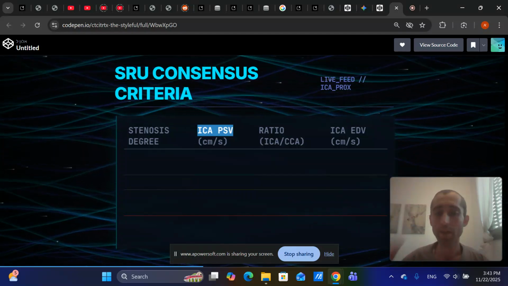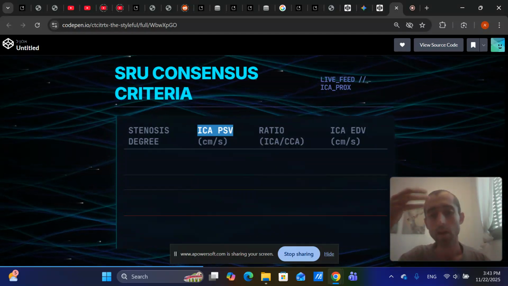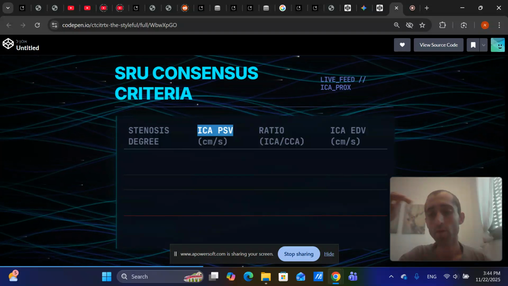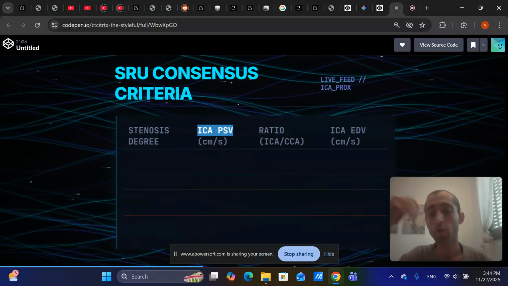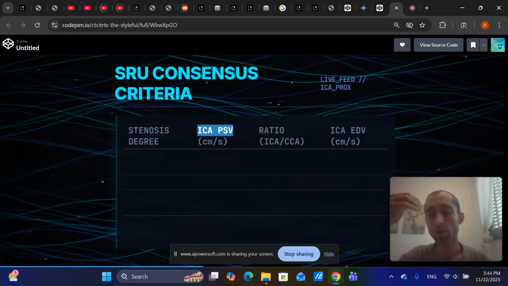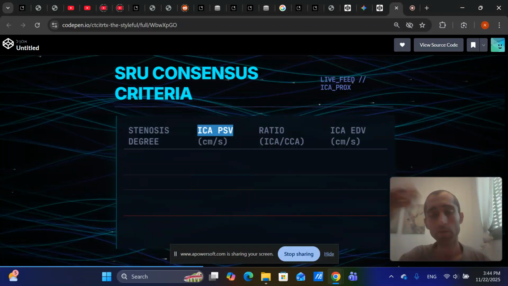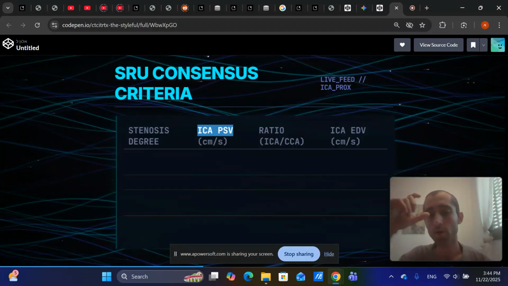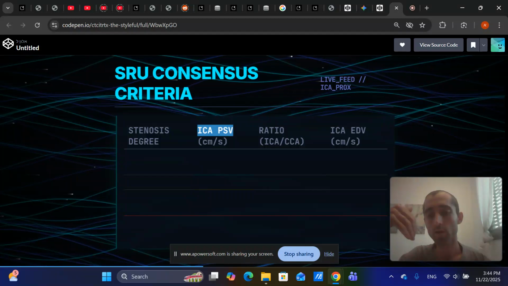You will see that as the velocity gets higher and higher, the stenosis degree will be higher, except for when there is total occlusion or almost total occlusion, where the velocity will drop. Again, this is a pitfall, because you may think there is no occlusion when there is very high occlusion. This is what causes the velocity to drop.